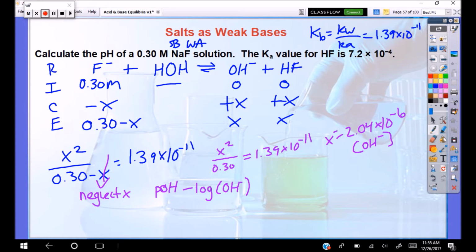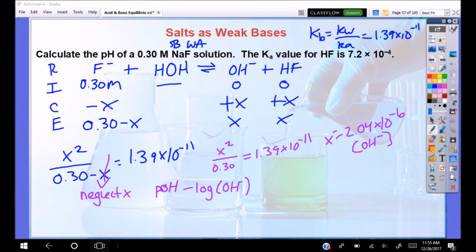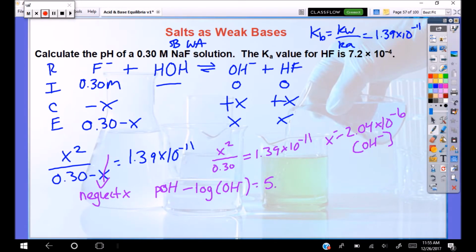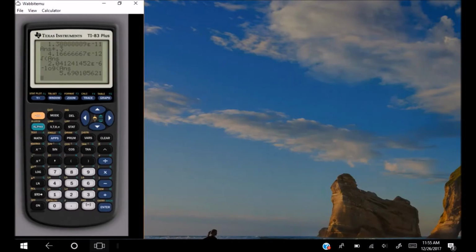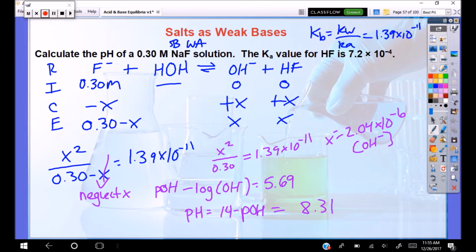So if I do negative log of OH minus, I'm going to get my pOH. Well, that's easy. So let's do that. Negative log. My pOH is 5.69. How do I find pH? Well, pH is going to be 14 minus my pOH. 14 minus 5.69, and I get a pH of 8.31. All right, so my pH is 8.31. Is that acidic, basic, or neutral?